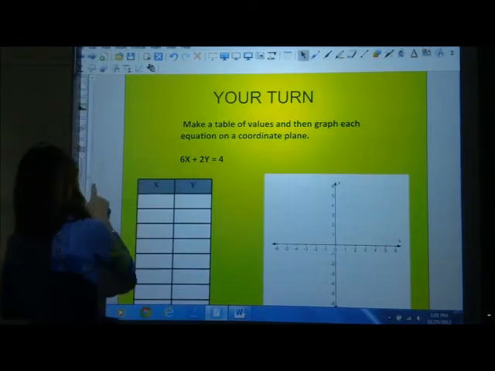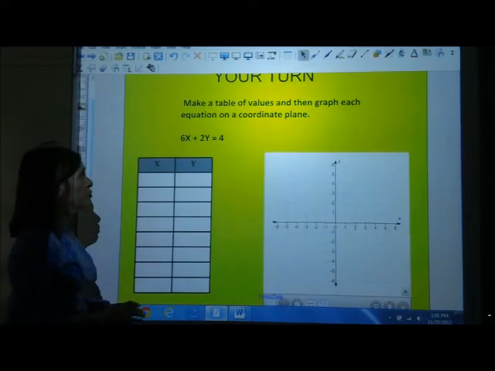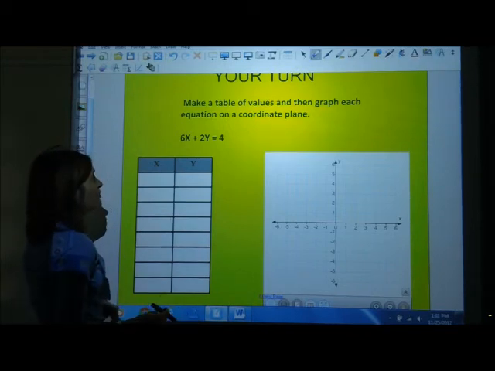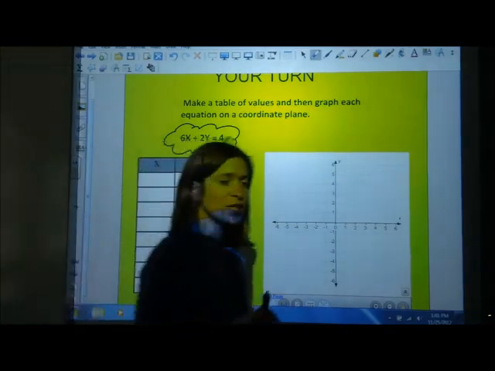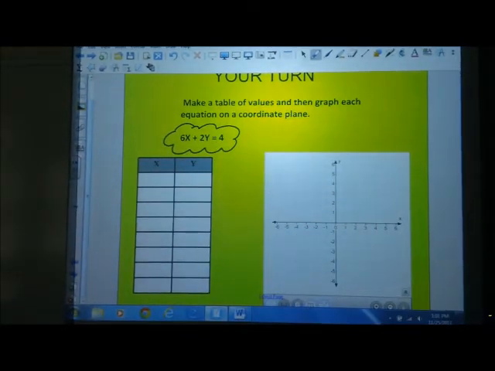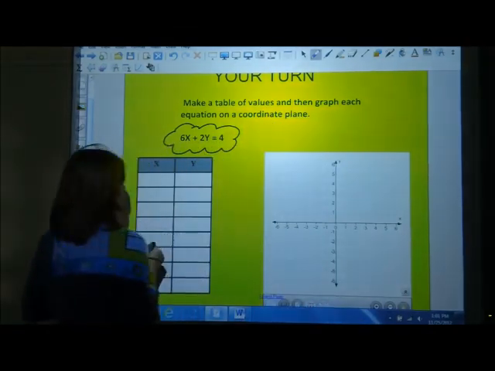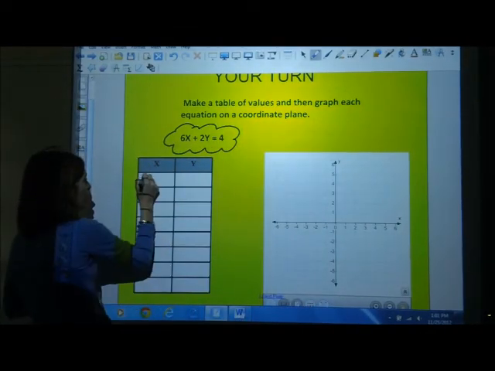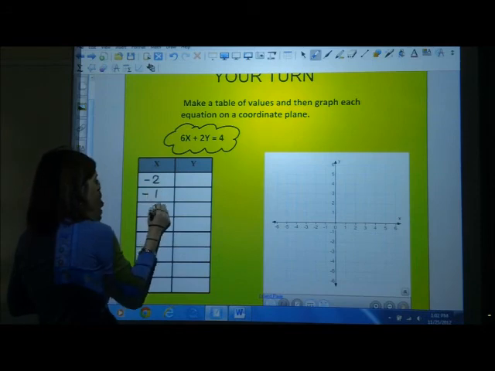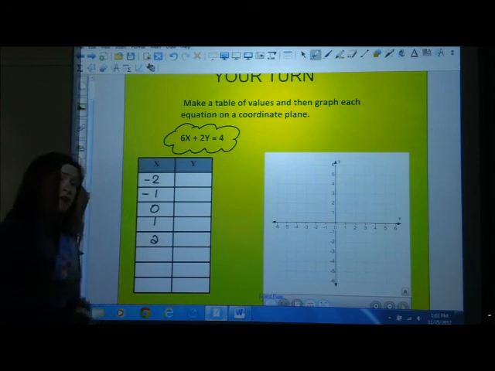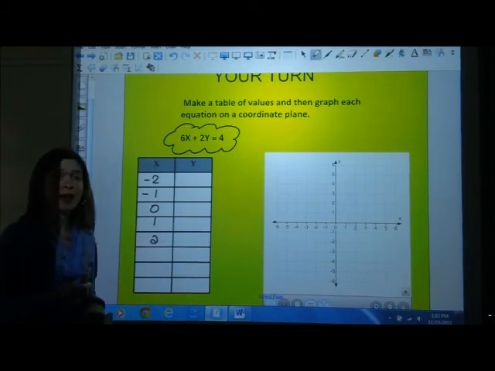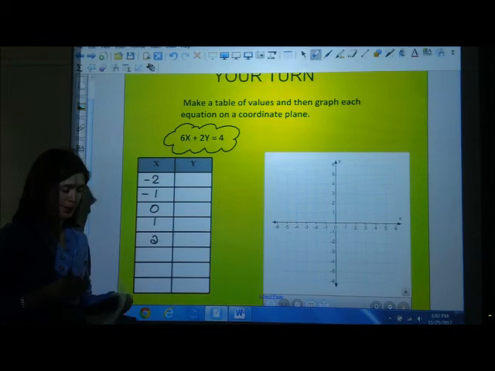One more. Your turn. I want you to try this one. I'd like you to create a table of values and then graph the equation on the coordinate plane. Your graph is the equation 6x plus 2y equals 4. Now I want you to do this as neatly as you can. Again, it's 6x plus 2y equals 4. I do want you to plug in the points. The 5 points I want you to plug in are -2, -1, 0, 1, and 2. And so go ahead and do that work. I want you to press pause, and then I want you to come back and check your answer. So I do want you to press pause. Okay?